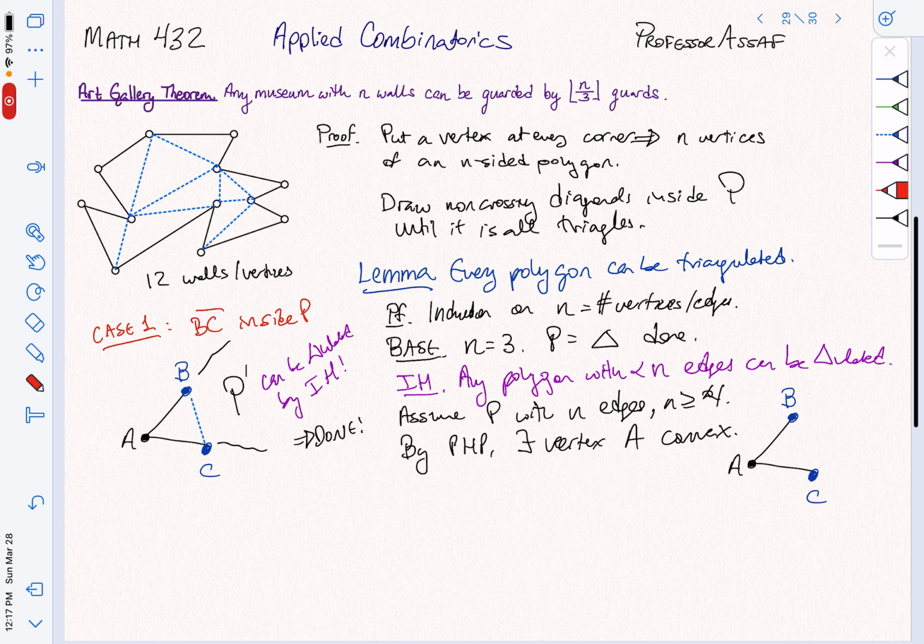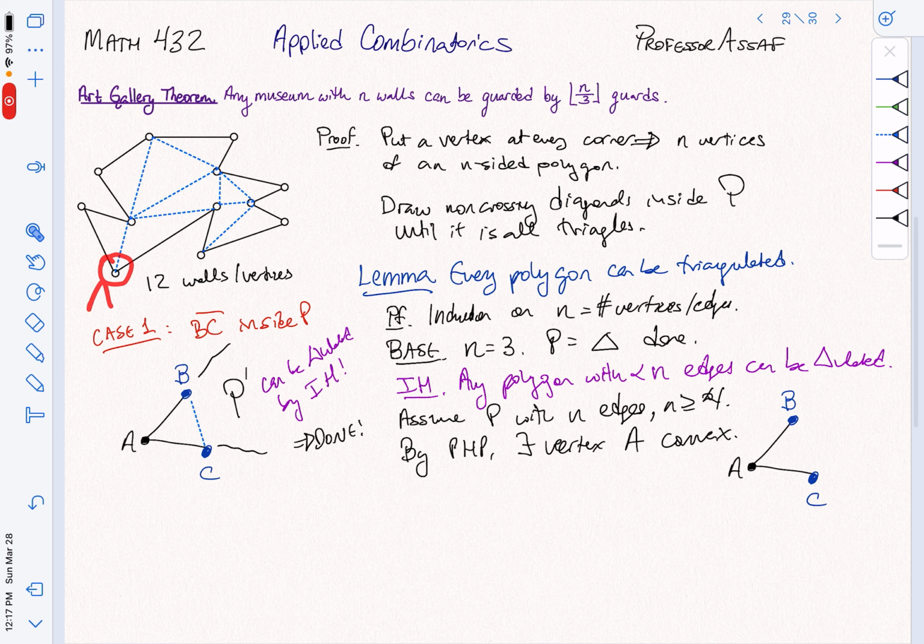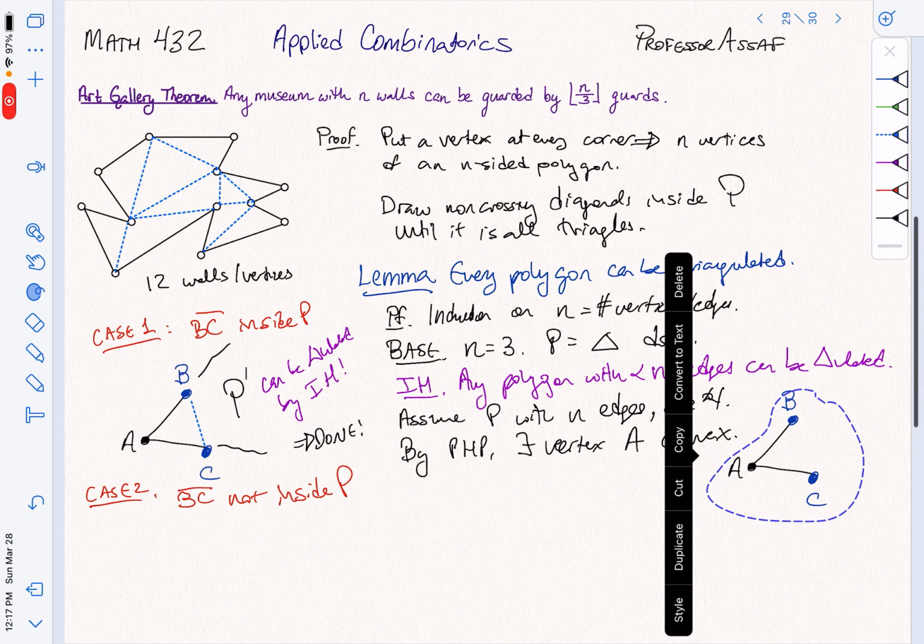For example, let's see if I can find a good one. This isn't the best example I could have drawn. Oh, here's one. If this is A, this would be B, and this would be C, and I can see that by connecting them, I go outside my shape. So that's the other case that I've got to deal with. Case 2 is when BC is not inside P. It's not fully inside P. For that case, let's bring this over here.